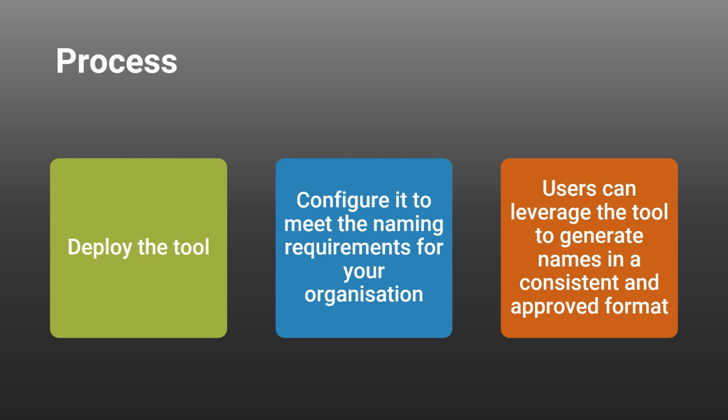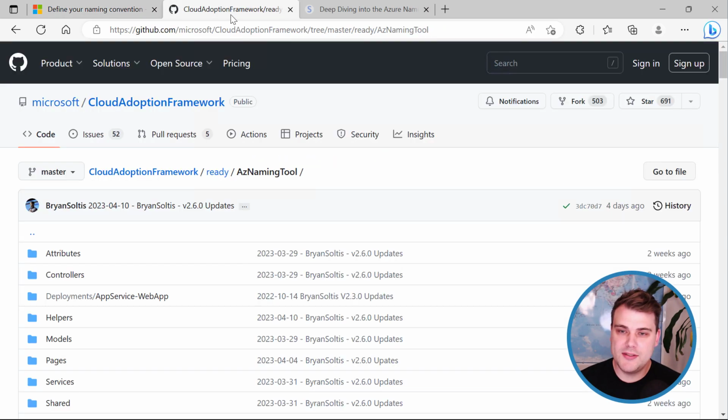And I'll show you how, from a user perspective, we can use the tool to generate names. So with that said, let's jump into the demo environment and we'll get started with getting hands-on with the Azure Naming Tool. So the first thing that I want to show you is the GitHub repository where this resides, and that is here in the Cloud Adoption Framework.